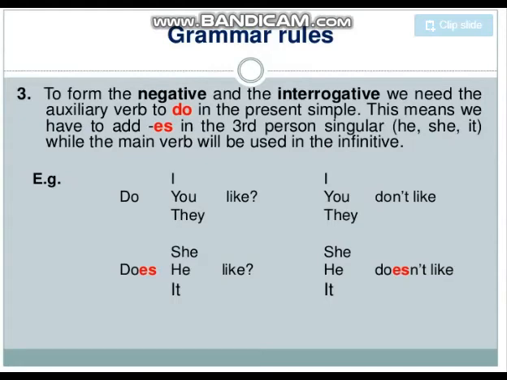To form the negative and the interrogative, we need the auxiliary verb to do. In the present simple, this means we have to add es in the third person singular, he, she, it, while the main verb will be used in the infinitive. In negative sentences and in interrogative sentences, we have two helping verbs, do or does. So whenever we are using negative or interrogative sentences in simple present tense, the rules change and we get a helping verb.